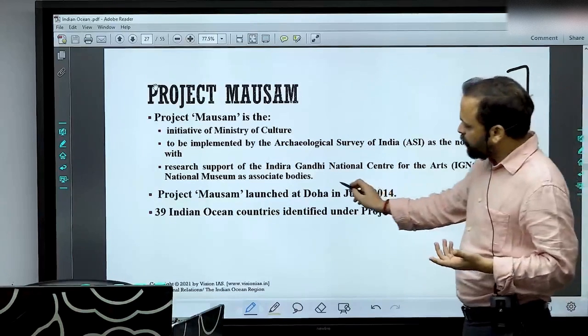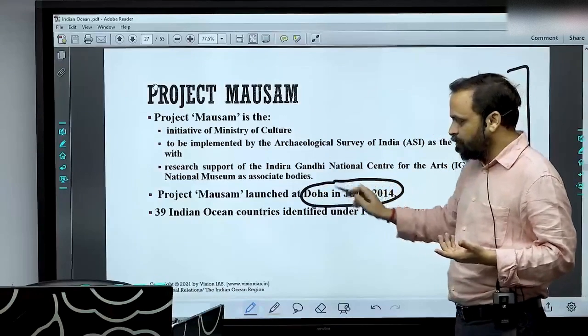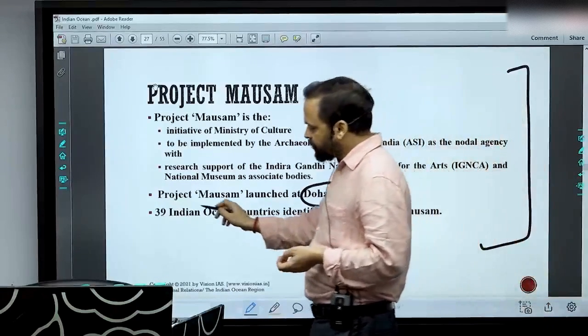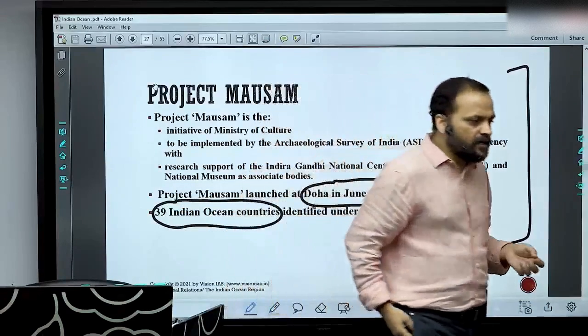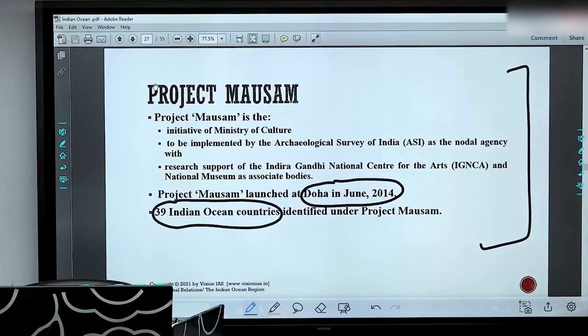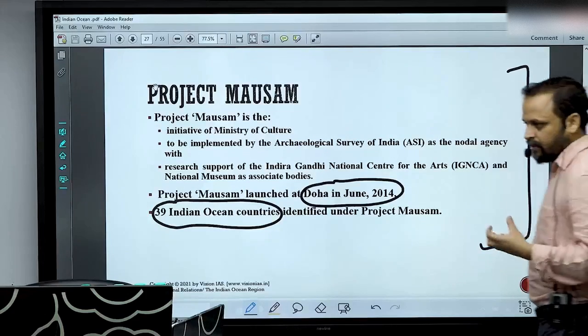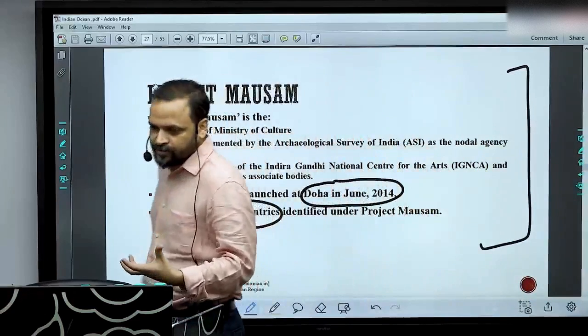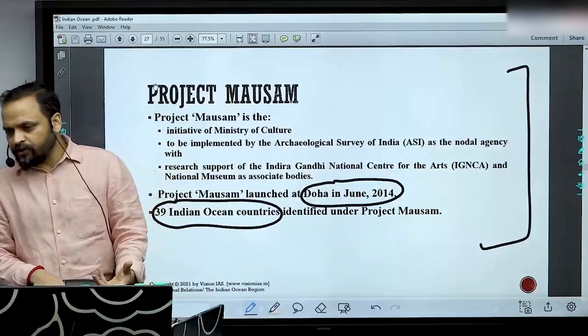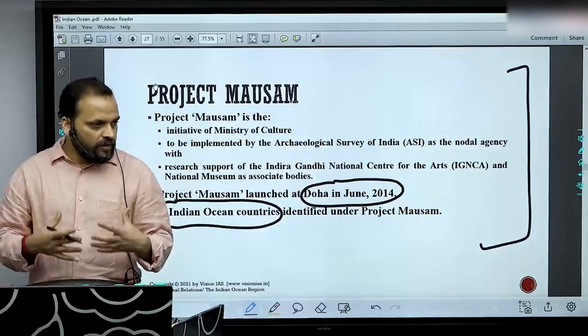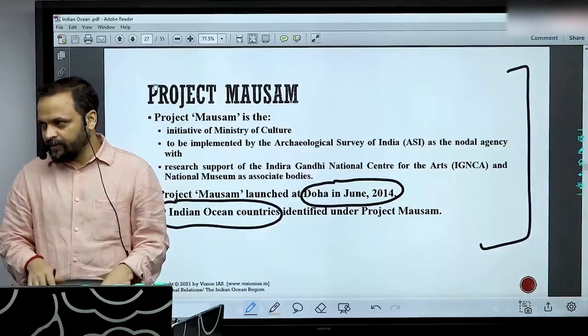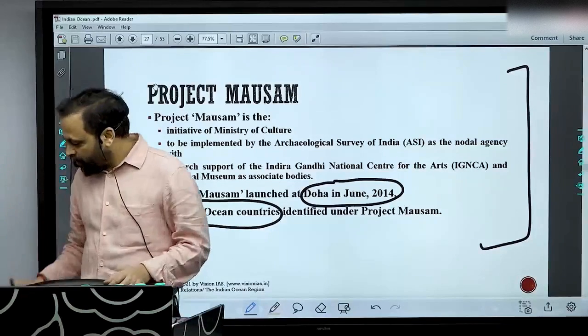And it was announced in 2014 at Doha during a UNESCO meeting. The purpose is to bring together 39 Indian Ocean countries under the purview of Project Mosam for cultural engagements, cultural and historical research. That is the primary idea. It's a project aimed at historical research. So what actually happens under Project Mosam? Conferences, seminars, talks about the past history of the Indian Ocean region. This is the nature of the project, right? Now let's move forward.